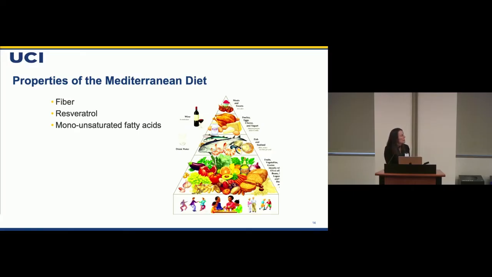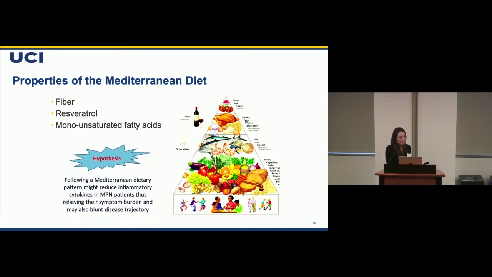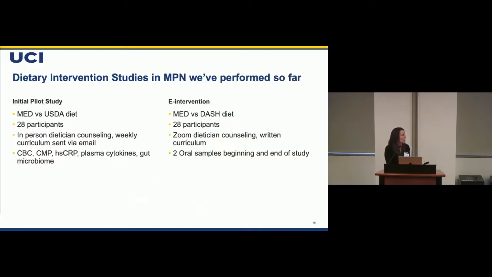So what are the key components of the Mediterranean diet? It's rich in fiber because it has lots of whole grains, fresh fruits, and fresh vegetables. A lot of the foods that are incorporated into a Mediterranean diet naturally contain natural antioxidants such as resveratrol and monounsaturated fatty acids, because primarily the fats in the Mediterranean diet are good fats from olive oil. So our hypothesis was that following a Mediterranean diet might reduce inflammatory cytokines in MPN patients, relieving symptom burden, and potentially blunt their disease trajectory.